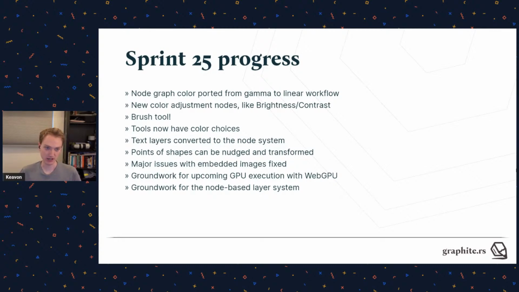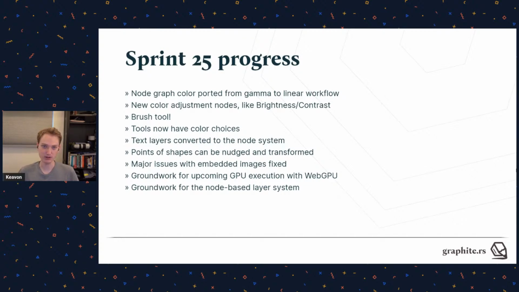But we have worked on a number of things, and this is really only just the highlights here. I can just quickly start reading through a few of them, and then I could show off the ones that I can actually demonstrate. So the first one to talk about is that we have moved the color workflow from gamma to linear.